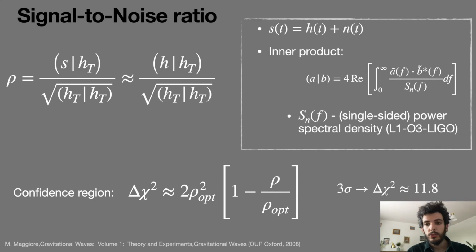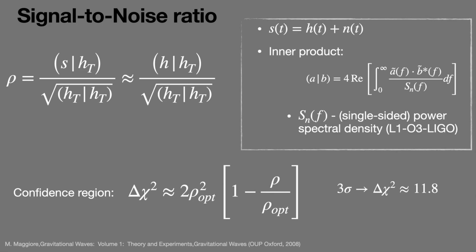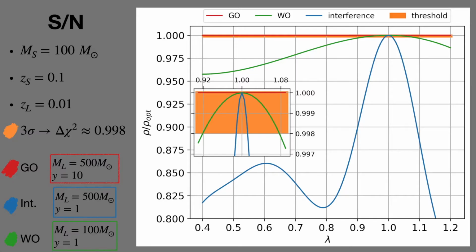Then we also want to define a confidence region through the delta Q squared, which represents the accuracy of the detection and consequently will set the errors on the inferred parameters. The value of the delta Q squared here at 3 sigma is given by the fact that we are considering two parameters, the source position y and the mass of the lens.